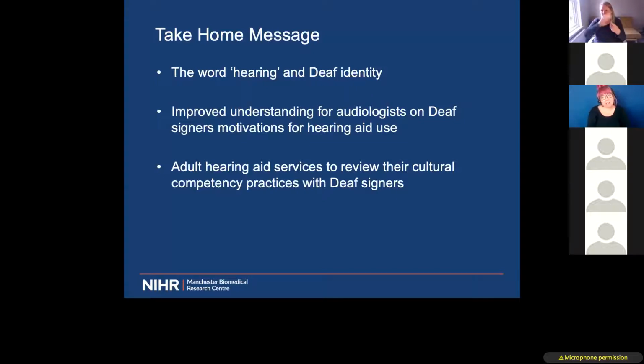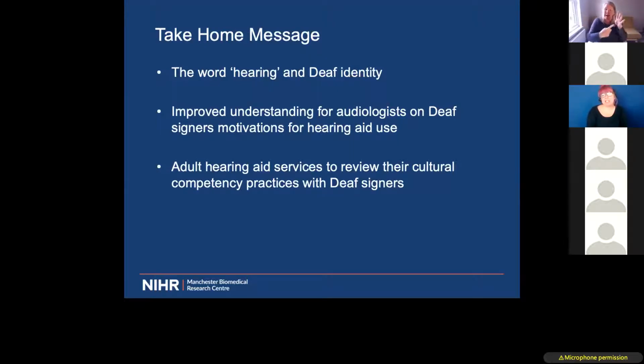Okay, so I've got 3 final take-home messages. The first one is the word hearing, and the concept of to hear isn't natural within the deaf sign language population, so it has implications on their identity. There's literature out there on deaf identity, but it doesn't explore how people feel about hearing and how that applies to the deaf community, so more research is needed here.